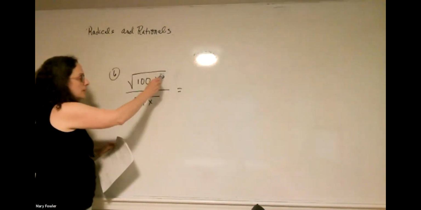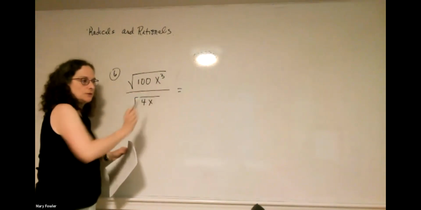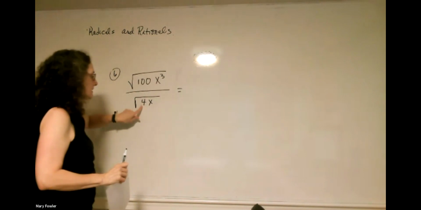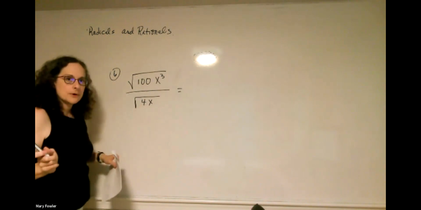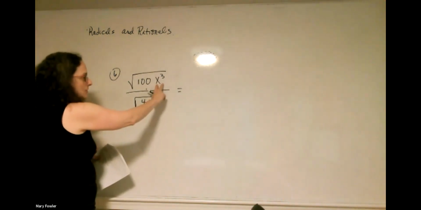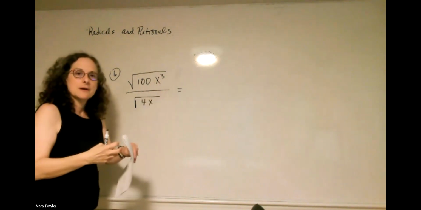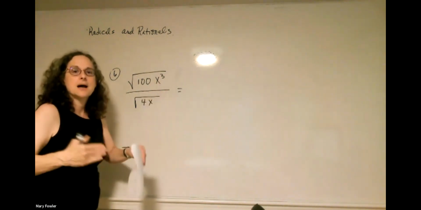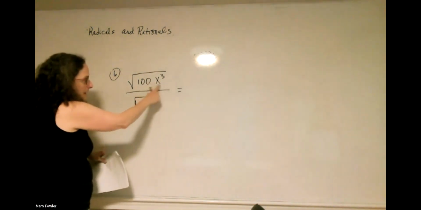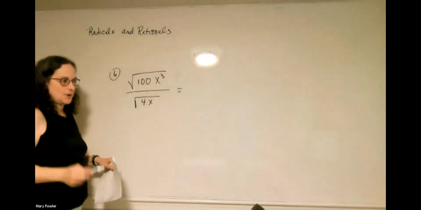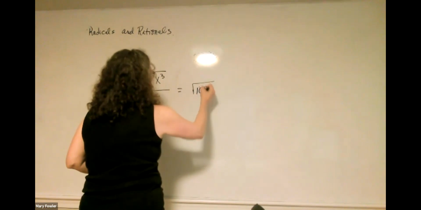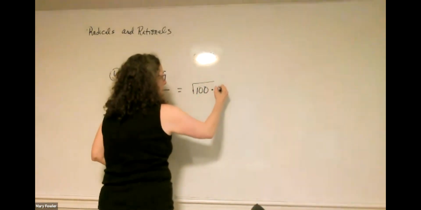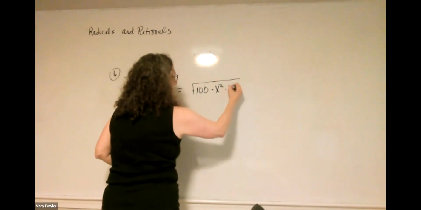Okay, so jumping to number 6, we have in the numerator the square root of 100 times x cubed, all of that under the square root. And in the denominator, the square root of 4x. I noticed the 100 and the 4 are perfect squares. And x cubed can be written as x times x squared. So there's a couple of squares in the numerator and there's a square in the denominator. We'll want to clean it up. So let's just write the numerator as 100 times x squared times x.